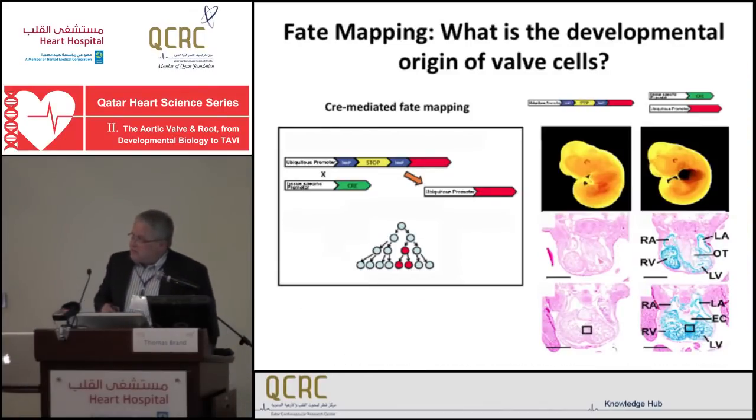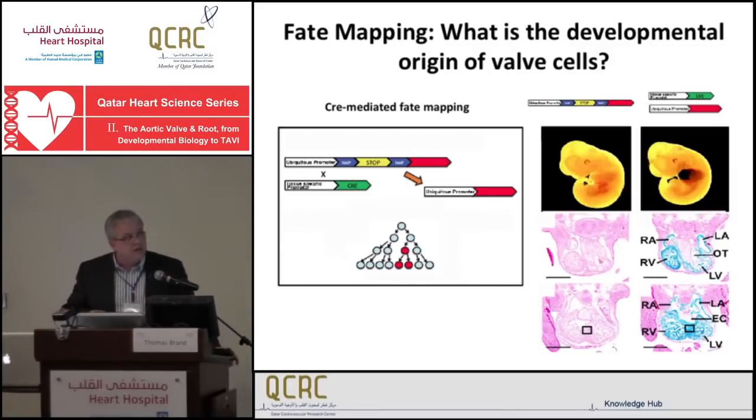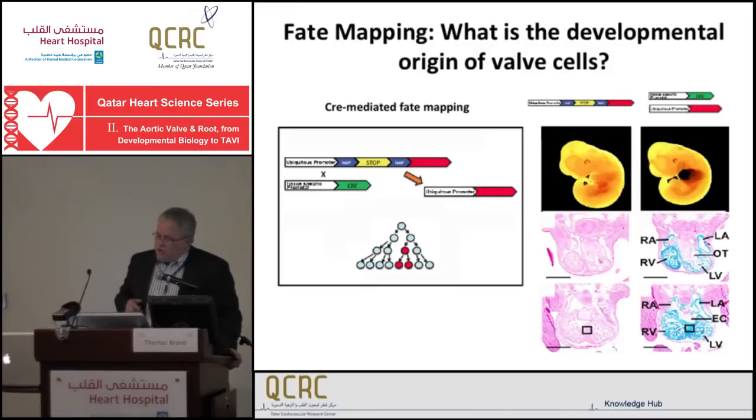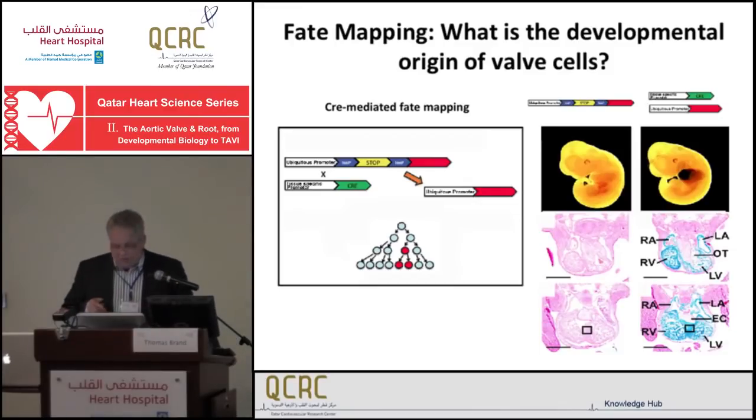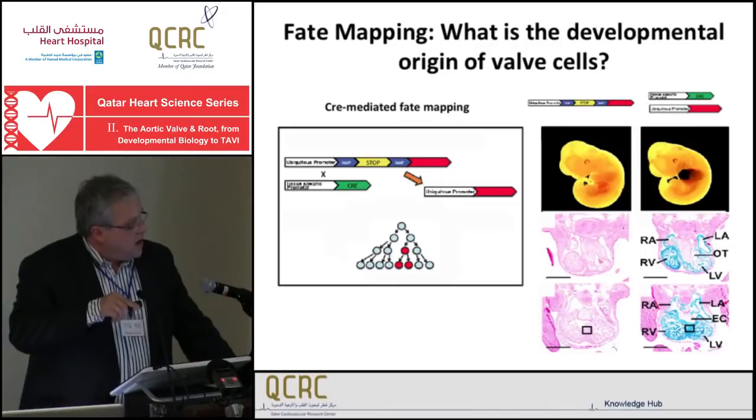So what are the cells that make up the cushions? To answer this kind of question, where are those cells coming from? Are they all endocardial cells? One uses nowadays fate mapping, and the modern research mostly is done in the mouse, where you can't simply label individual cells. But what you do is a genetic labeling called Cre-mediated fate mapping, and it's shown here.